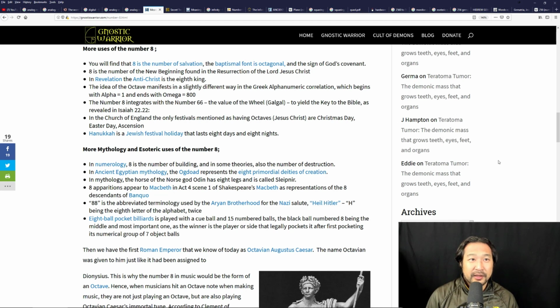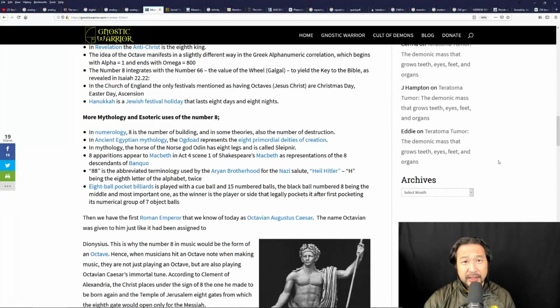The idea of the octave manifests in a slightly different way in the Greek alphanumeric correlation, which begins with alpha equals 1 and ends with omega equals 800. Number 8 integrates with number 66, the value of the wheel, to yield the key to the Bible as revealed in Isaiah 22:22. In the Church of England, the only festivals mentioned as having an octave are Christmas Day, Easter Day, and Ascension. Hanukkah is a Jewish festival that lasts 8 days and 8 nights.